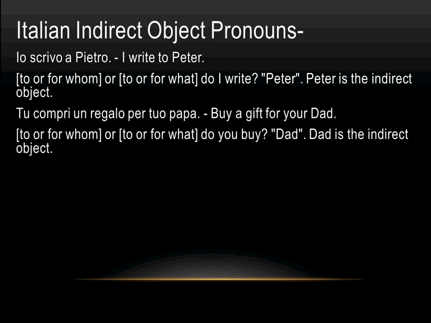Okay, once again, to or for whom, or to or for what, do you buy? Well, you buy for dad. Now, you buy the gift. The gift is the direct object. But you're buying it for dad. That is the indirect object.